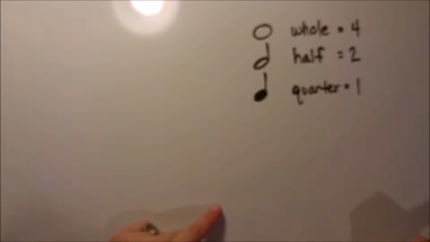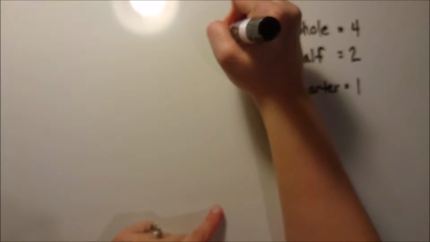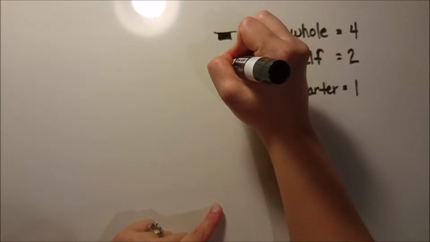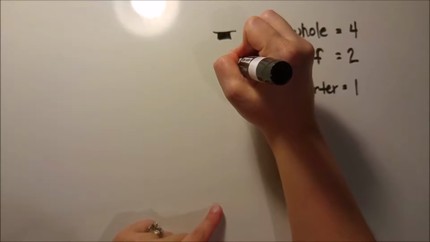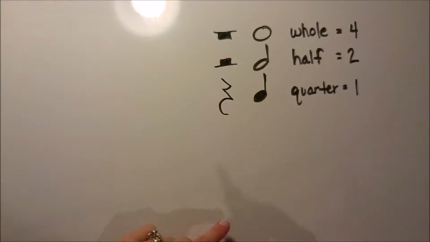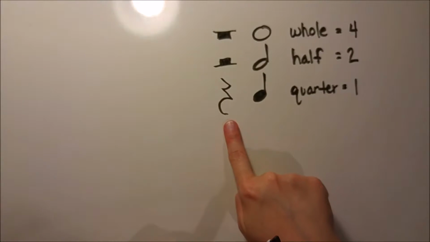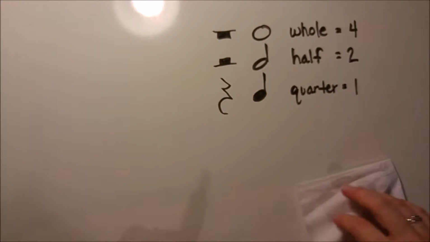And then the rests that went along with these, the whole rest looked like this. The half rest was that just flipped over. And the quarter rest looked like that. So remember, the notes were for sound, and the rests were for silence.